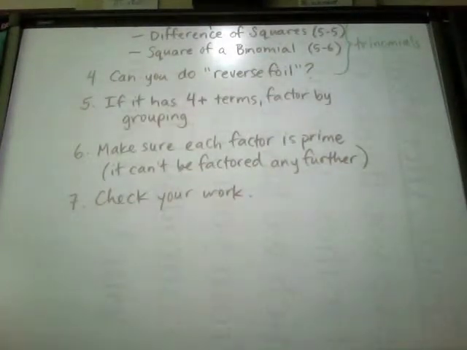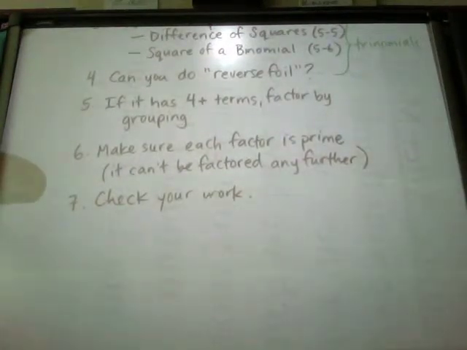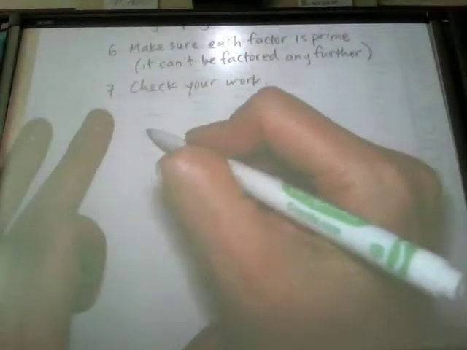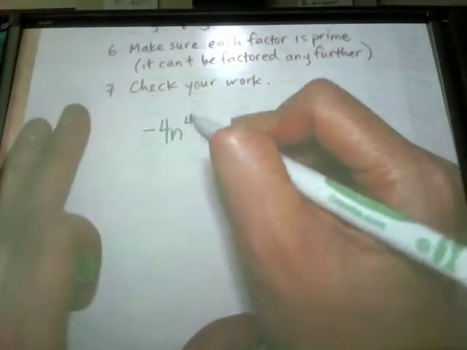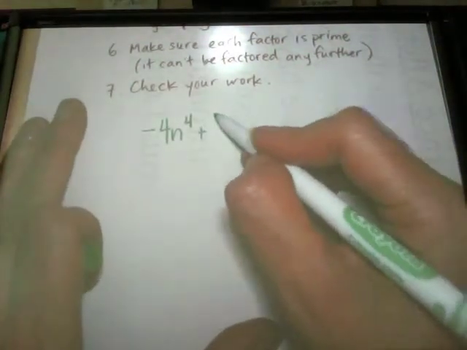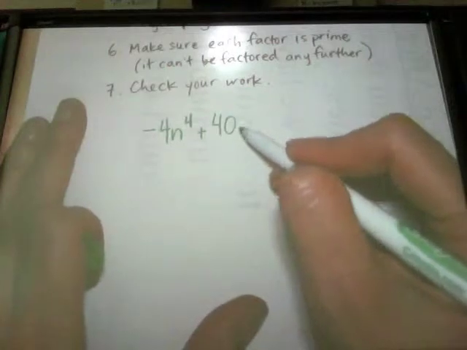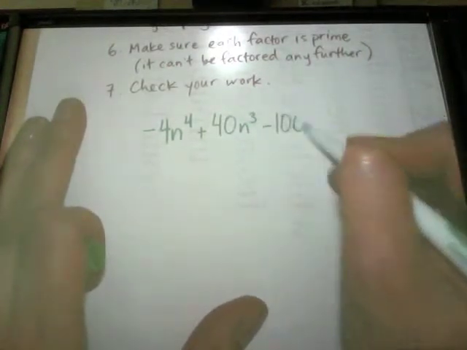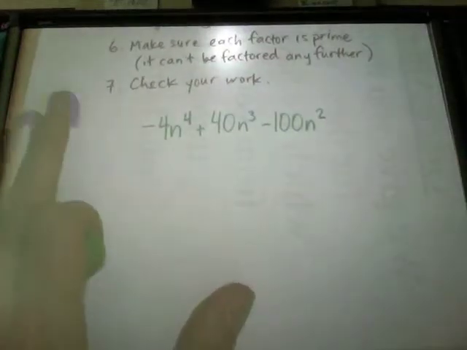As we do the couple examples I'm going to do with you today, I will refer to the steps. My steps may not show anymore on the screen as I talk about them, so just look at your notes if you can't see it here. First one we're going to start with, negative 4n to the fourth plus 40n cubed minus 100n squared.